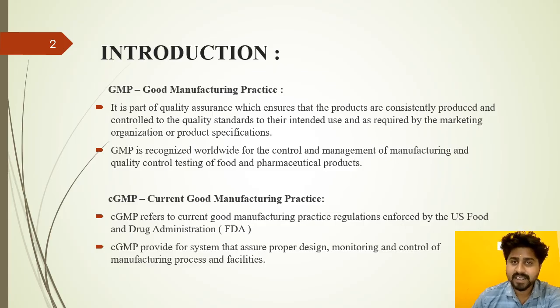In cGMP, the C represents current good manufacturing practice. This refers to the regulations enforced by the US Food and Drug Administration, FDA, and it provides systems that assure proper design, monitoring and control of manufacturing processes and facilities. Here in GMP we are going to explain the control of the manufacturing process, and how to give the proper design to control and manufacture the process involved in the development of pharmaceutical products.